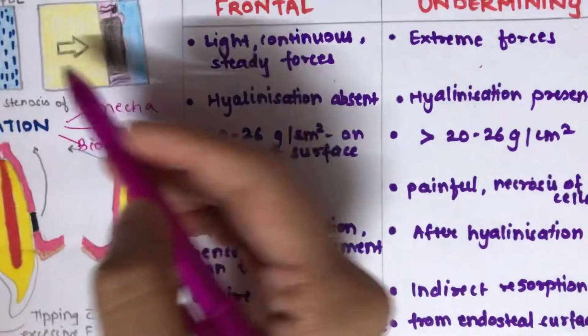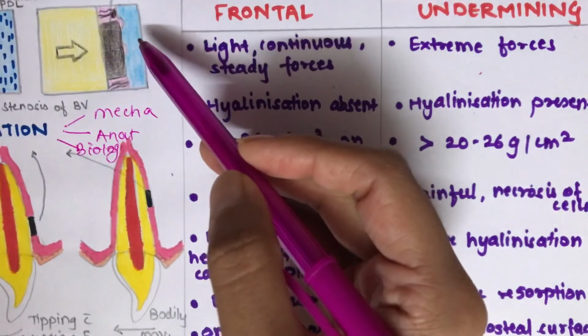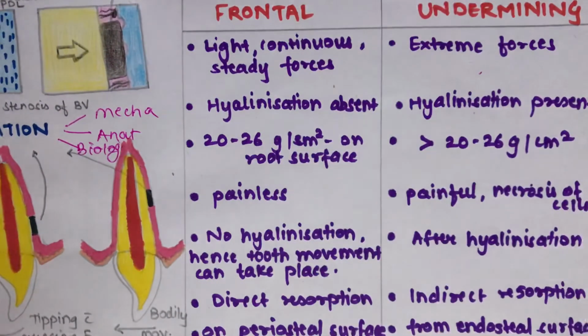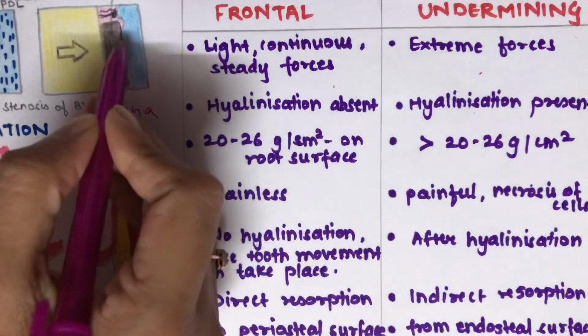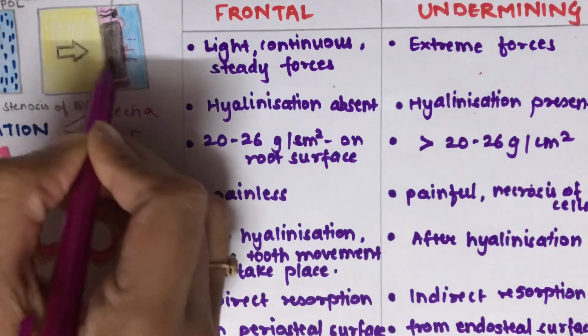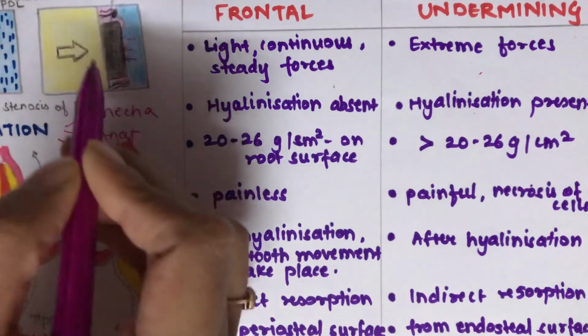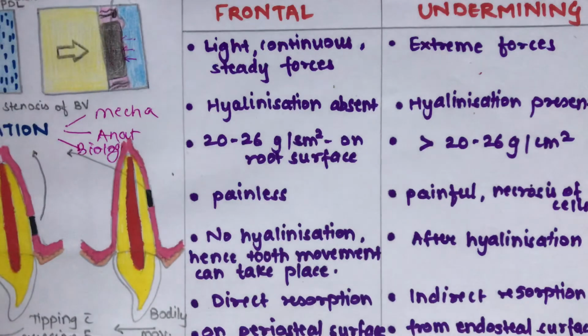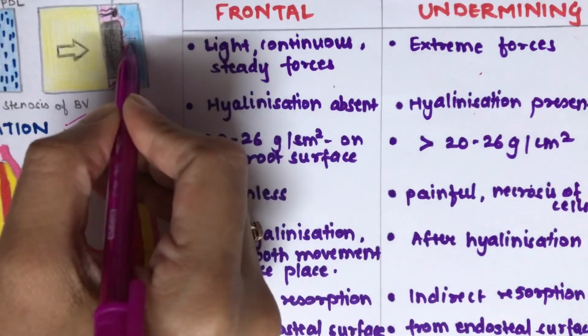That means over here, this is your necrosis. So the osteoclasts, macrophages and foreign body cells invade into this necrotic zone to remove this necrotic or hyalinized tissue, so that the tooth movement starts again. Because of this, it is known as undermining or rearward resorption, as it starts from the backward position and not from the forward.